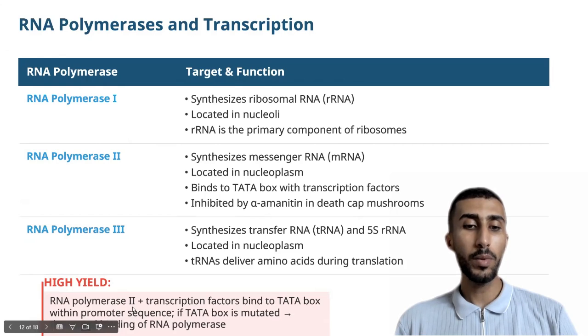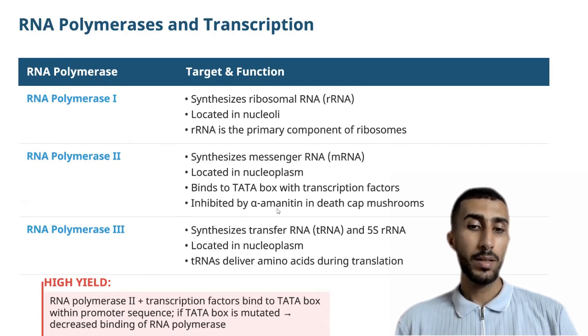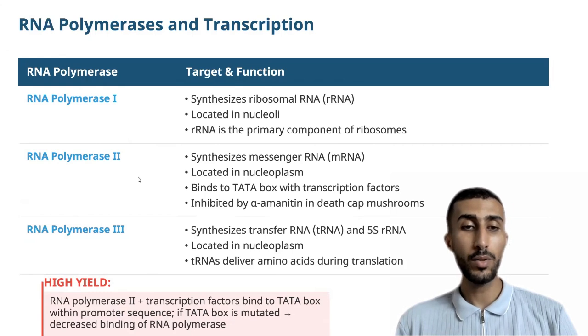RNA polymerase 2 plus transcription factors bind to the TATA box within the promoter sequence. If the TATA box is mutated, this means decreased binding of RNA polymerase. This is the function of RNA polymerase 2: it synthesizes messenger RNA. It is inhibited by alpha-amanitin in Death Cap mushroom. Alpha-amanitin inhibits RNA polymerase 2, versus RNA polymerase 3, which is responsible for the synthesis of transfer RNA.